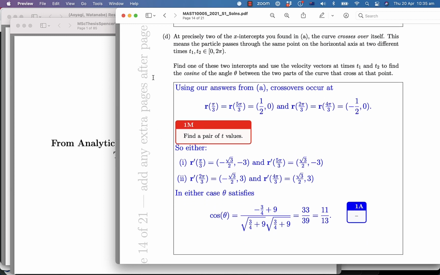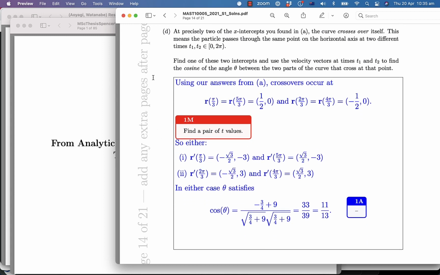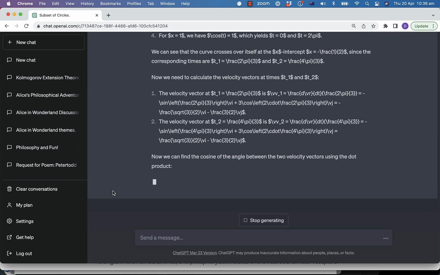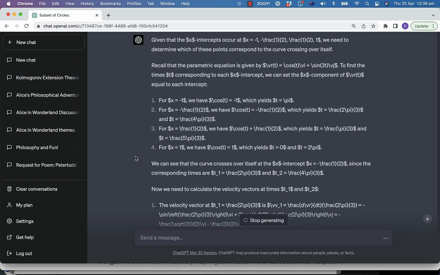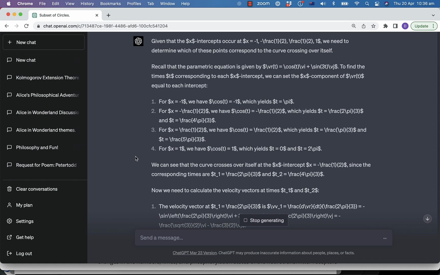Now D is a little complicated. It's talking about where the curve crosses over itself. It needs to find one of these intercepts and use the velocity vectors to find the cosine of the angle between the two parts of the curve that cross at that point. So this is maybe one of the harder questions we've had so far. Well, it did correctly find the curve in its chat history.